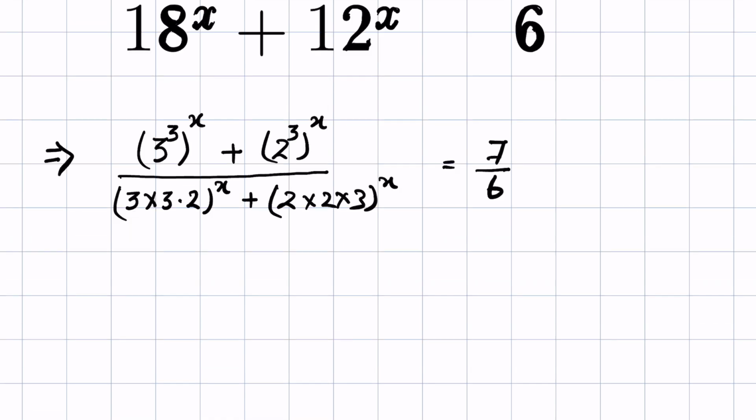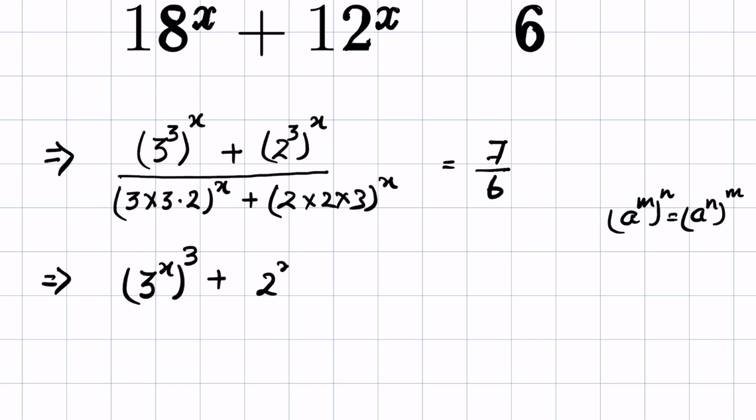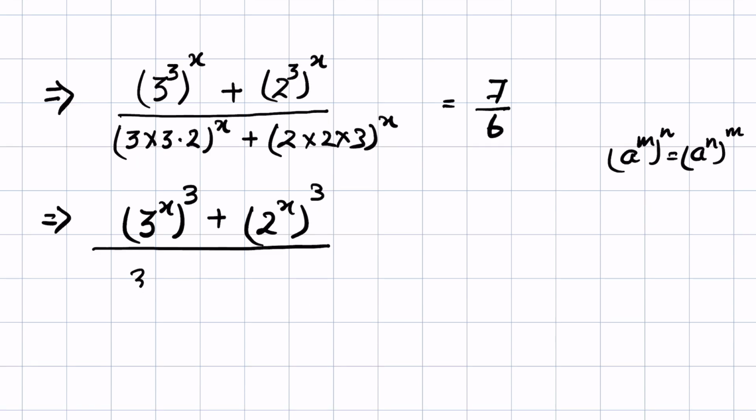Now when (a^m)^n, we can write it as (a^n)^m. So this we can write as ((3^x)^3 + (2^x)^3) upon (3^(2x) times 2^x + 2^(2x) times 3^x) is equal to 7 upon 6.